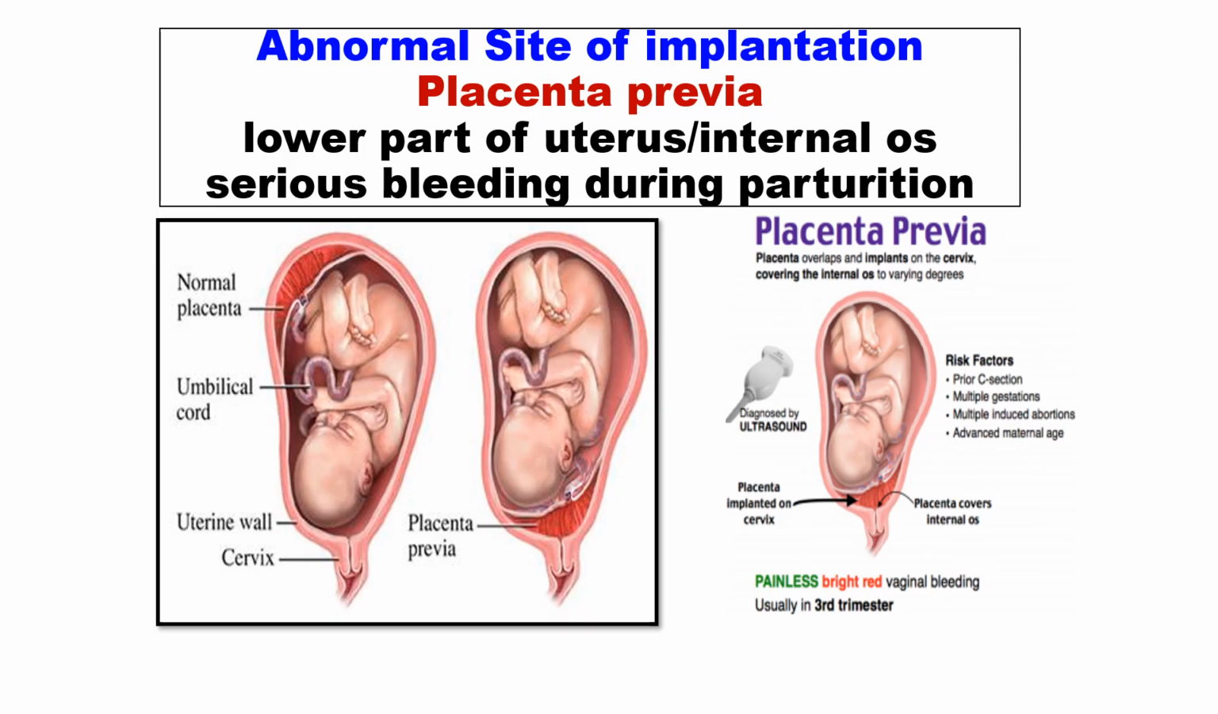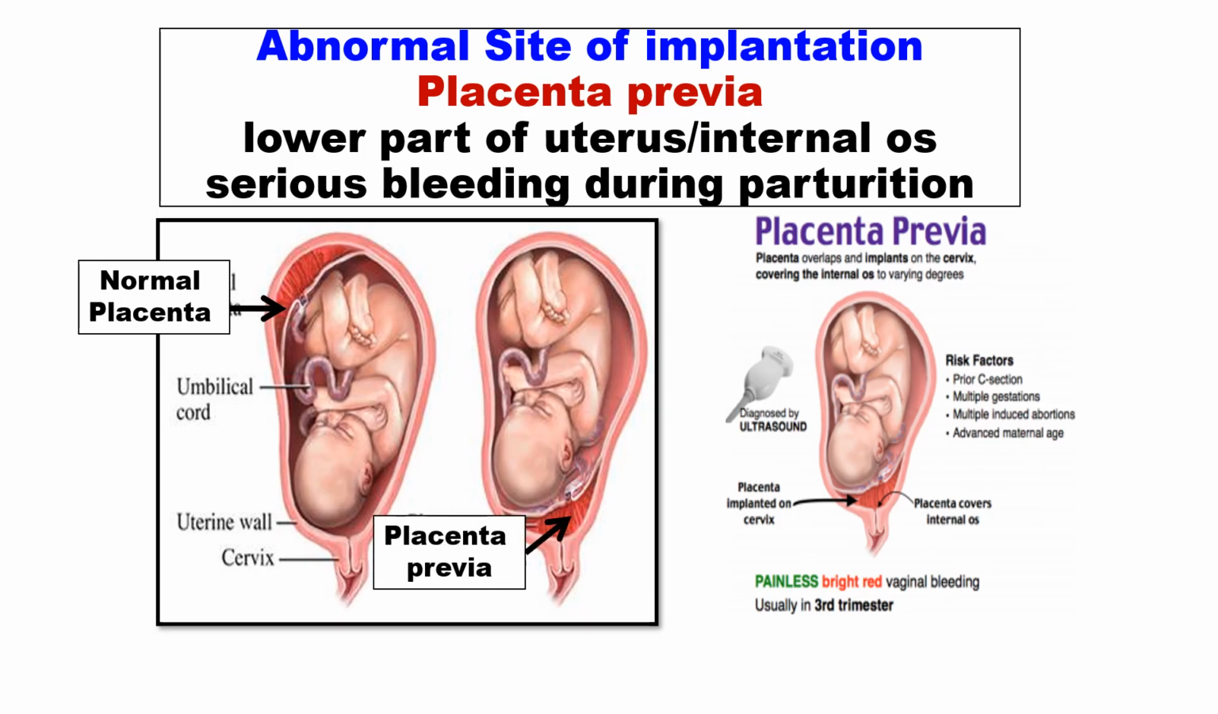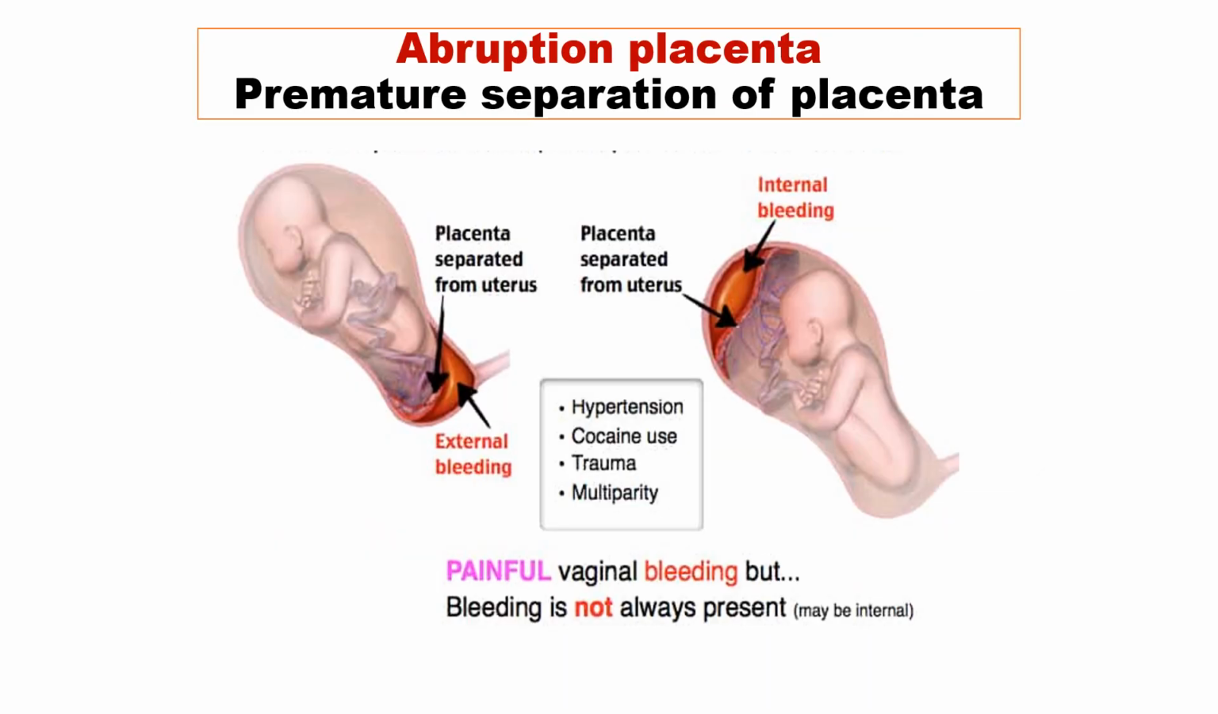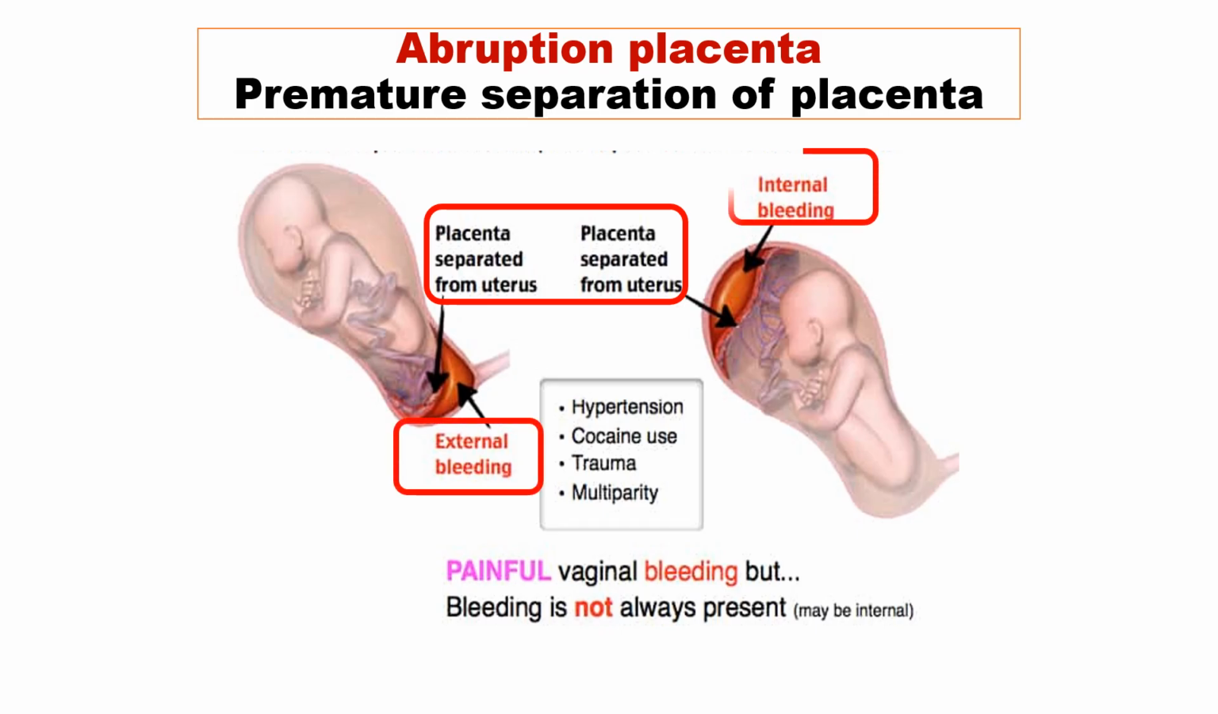Abnormal site of implantation, that is placenta previa: the placenta lies in the lower part of the uterus, close to the internal os, and leads to serious bleeding during parturition. Painless bright red vaginal bleeding. Premature separation of the placenta is known as abruptio placenta. The placenta separates from the uterus. It can be due to external bleeding or internal bleeding. Painful vaginal bleeding; bleeding is not always present because it is usually internal.